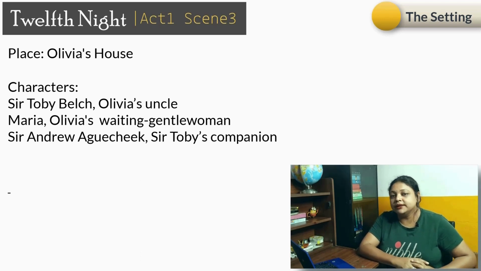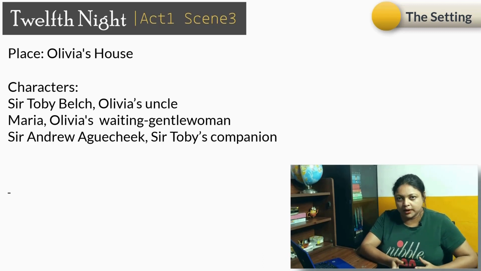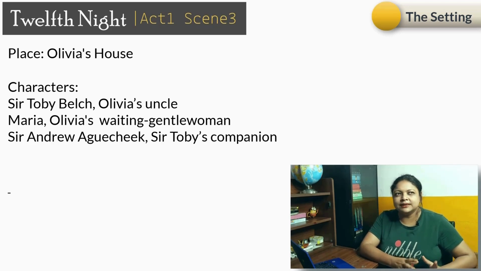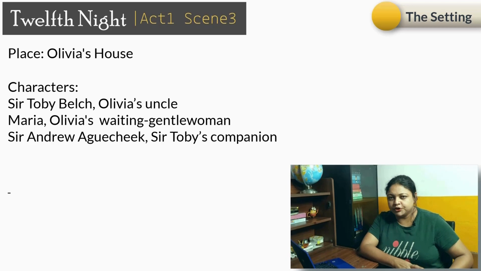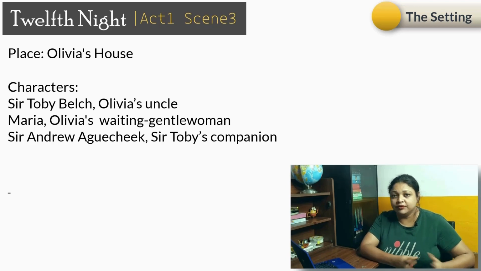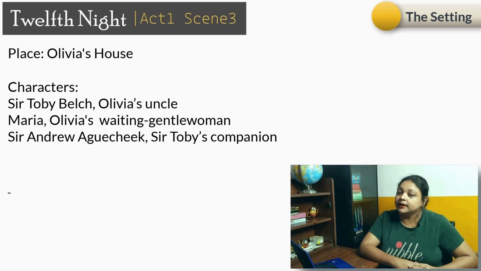Sir Toby happens to be the cousin of Olivia, but in many places he is referring to Olivia as his niece. So maybe the word cousin is to be taken as an extended word which means uncle also. So Toby is more or less an aged person, not of Olivia's age group of course, and so probably he is really her uncle. Now what is he doing there in her house?